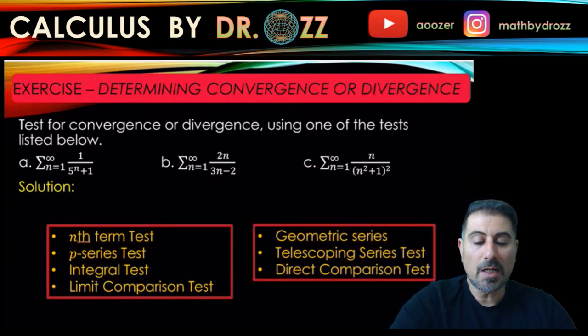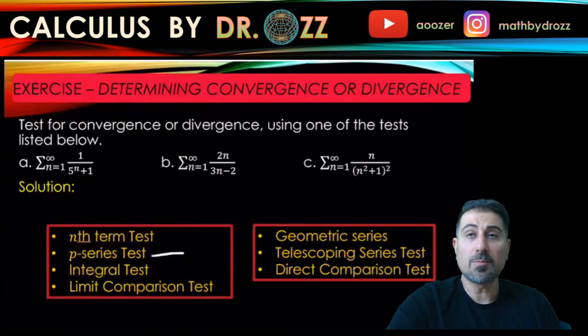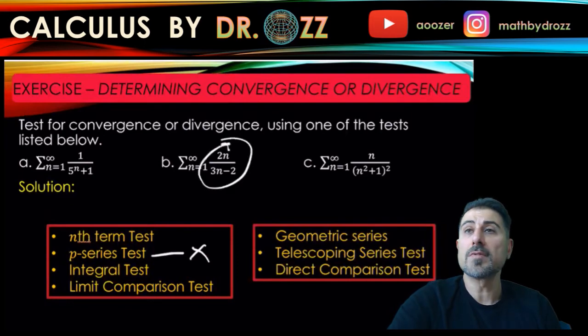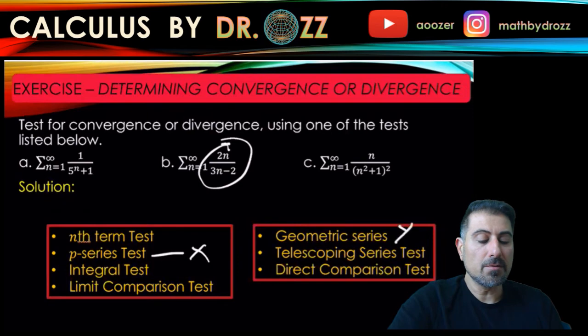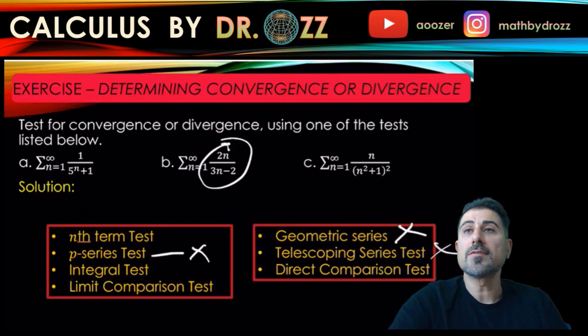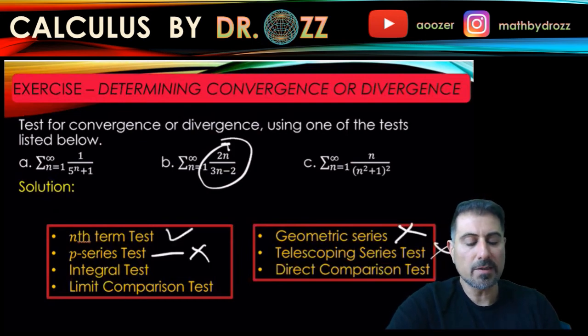Would you be able to apply other tests? Sure. There are some of them which you can't apply for sure, like the p-series test, for example. You can't apply this. Why? Because this is not a p-series, right? Geometric series test. Well, you can't apply that because this is not a geometric series. Neither telescoping series, right? So you can't apply those, obviously.